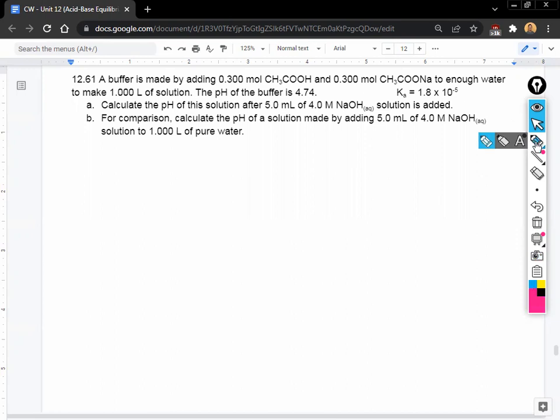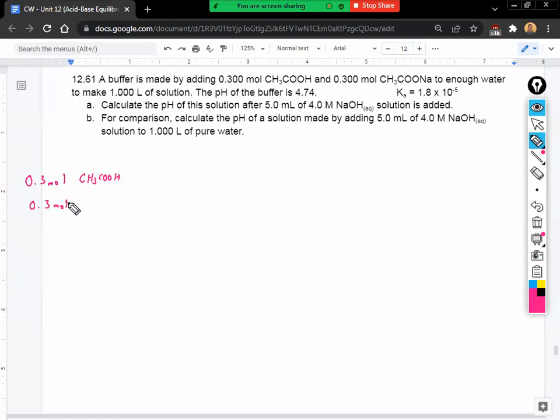So first I'm going to draw a little picture just so we know what the system looks like. We've got 0.3 moles of acetic acid, and then we've got 0.3 moles of, what is this? Sodium acetate. Dang, it's too early. Okay, so this is going to be our buffer. Our buffer is made out of these compounds, and it tells you the volume is 1 liter.